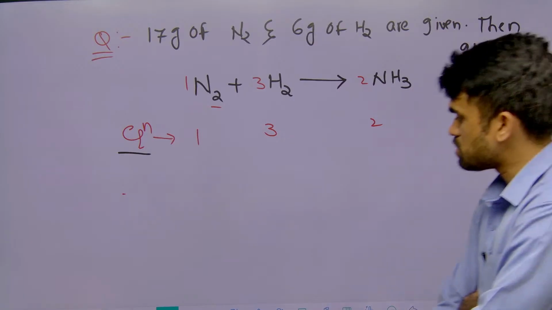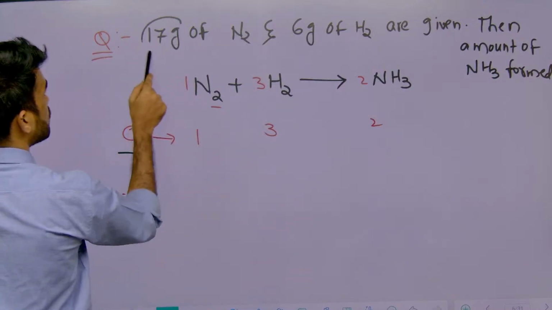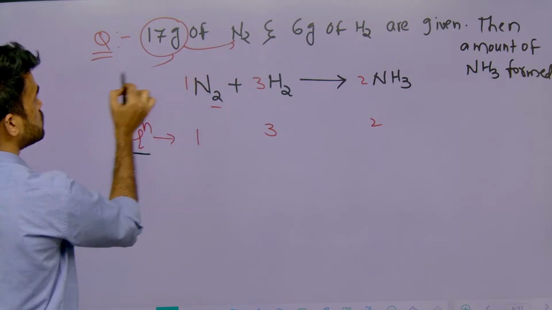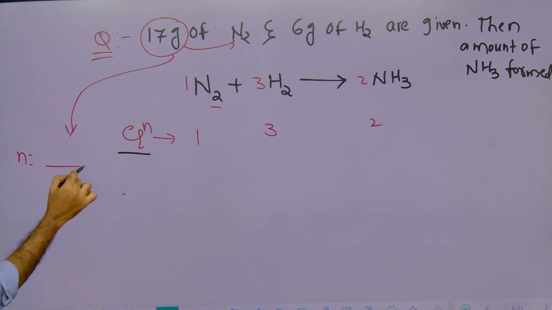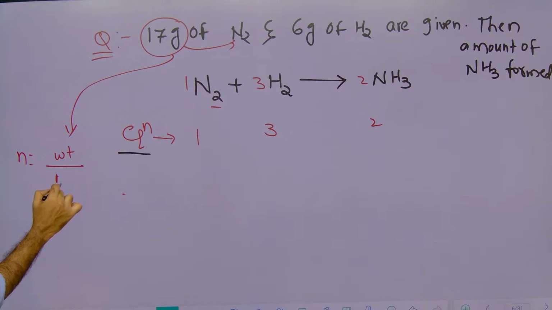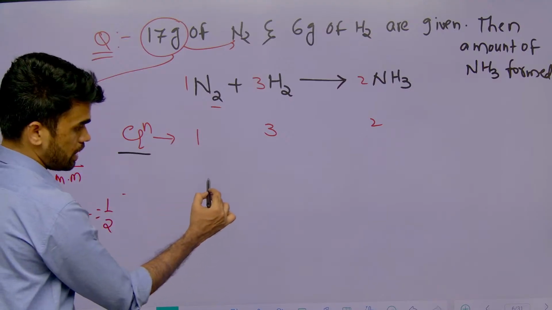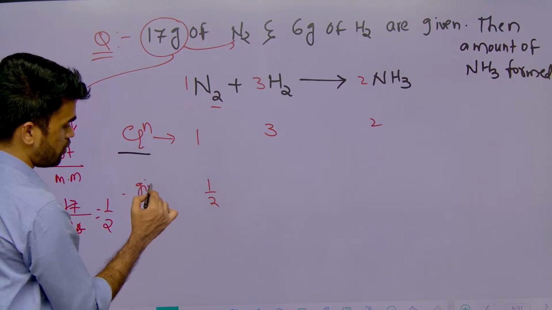So 17 grams of N2 means how many moles? We know number of moles is equal to given weight of substance by molar mass. Given weight is 17, molar mass of N2 is 28. So this is half mole. Can I write here given as half mole?